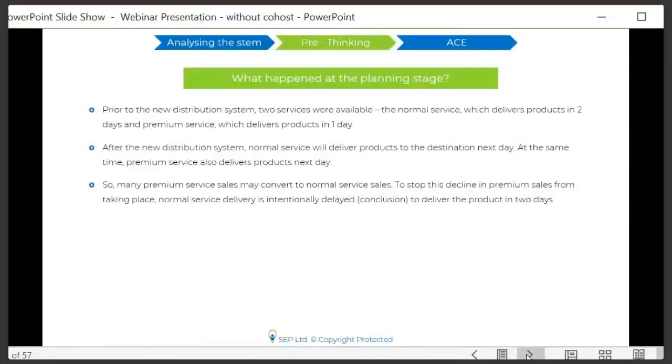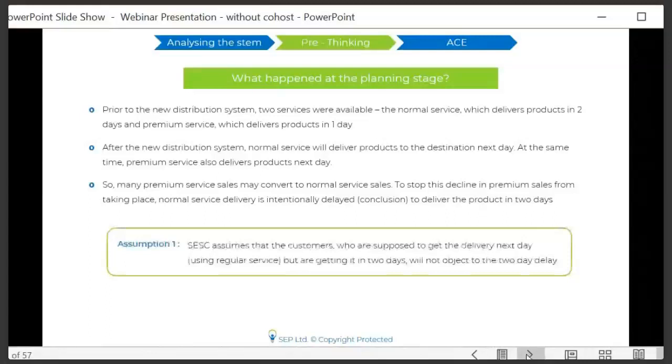So the assumption that the author is making here is that SESC is assuming that the customers who are supposed to get the delivery next day by using the regular service, the normal service, but are getting it in 2 days, will not object to the 2 day delay. That is, they are fine with the 2 day delivery. So this is one assumption that we can come up with when thinking about what happened at the planning stage. At the planning stage, SESC assumed that customers would not object to the 2 day delay in the normal service.